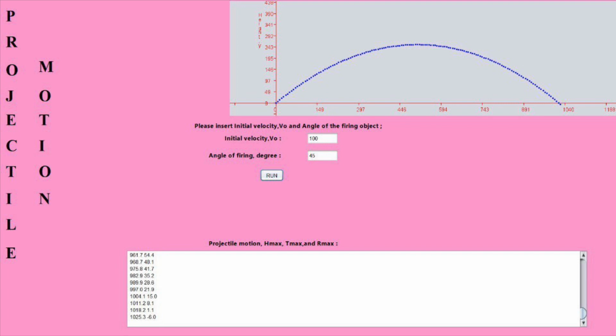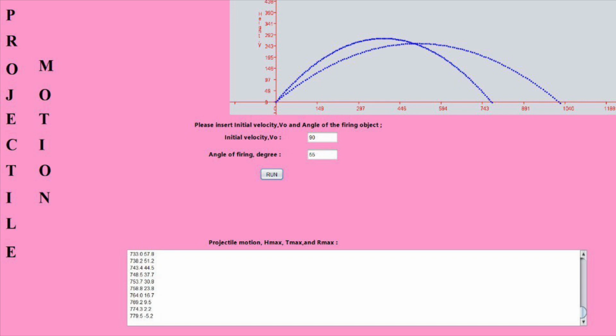After the run button is pressed, a few values of Hmax, Tmax, and Rmax will be shown in the output section for the input that we entered before. So, this is the second input entered by my friend. She entered 90 for initial velocity and 55 degrees for the angle of firing. And lastly, we can see the plotted graph also shown in this programming section.